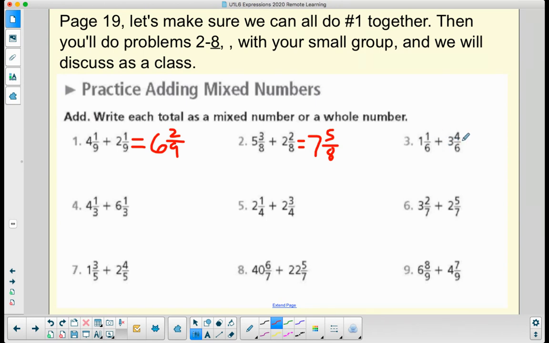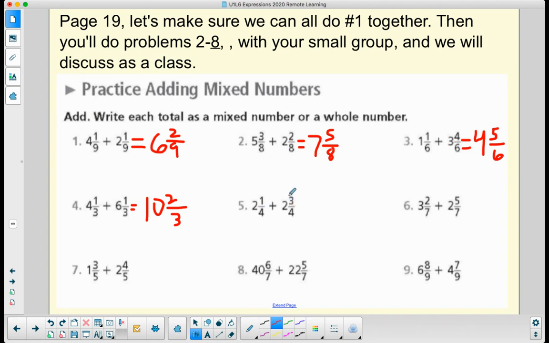1 1/6 plus 3 4/6. 1 plus the 3 gives me 4. 1/6 plus 4/6 gives me 5/6. My numerator 5 is less than my denominator 6, so my fraction is less than 1. 4 and 5/6. 4 plus 6 is 10. 1/3 plus 1/3 are 2/3. 2/3 is less than 1. 10 and 2/3 is fine.